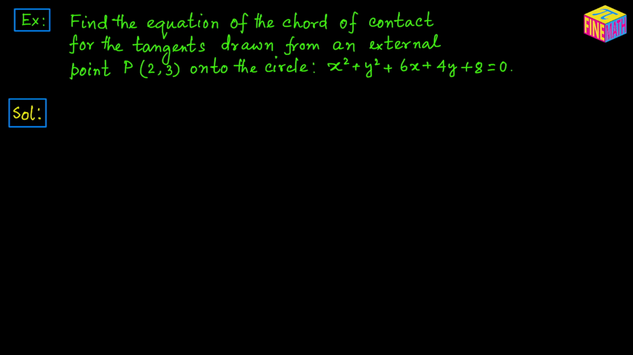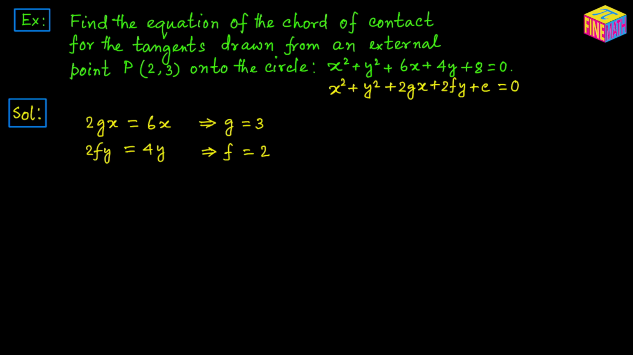First, let's compare the given equation with the general equation of a circle. The general equation looks like that: x squared plus y squared plus 2gx plus 2fy plus c equals 0. And from here, what would be the value of g? Well, the value of g would clearly be 3, positive 3. And what would be the value of f? Well, that will be positive 2. And what is the value of c? That's given as positive 8.